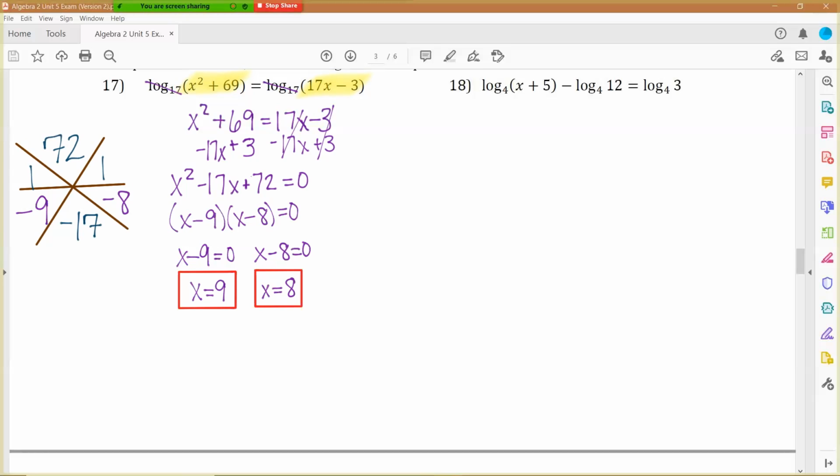Looking at question 18. I am not allowed to go through and cancel all 3 logs because there's 3 of them. I can only cancel if I have 1 on the left and 1 on the right, not when I have 2 on the left and 1 on the right. So the first thing I want to do is see if I can take these 2 logs right here and condense them. Well, there's subtraction in the middle, so I'm going to use the quotient property to put these 2 together.